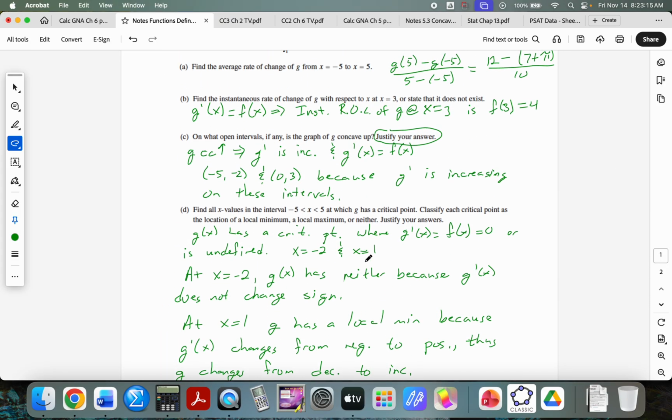By the way, I said three different times that g prime is equal to f of x. Technically speaking, you don't have to say it every time. Once you've said it once in one part, you don't have to restate it in the other ones. I do because I think it's a good habit, but it's not a requirement. Once you've stated it, it's true for the whole problem.